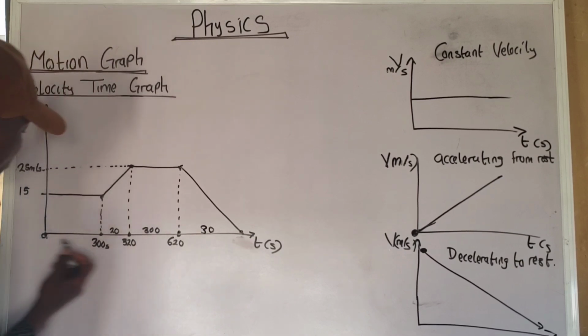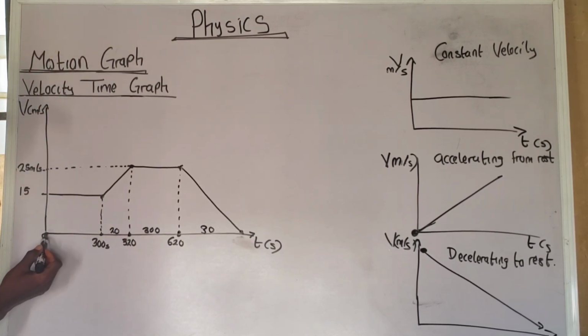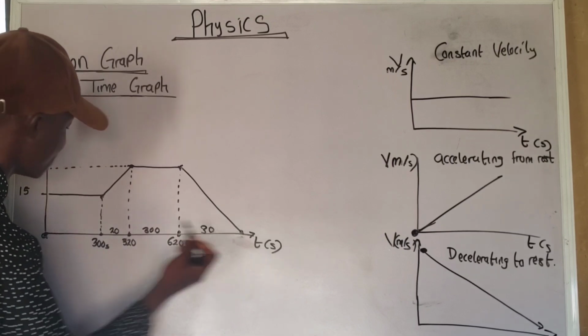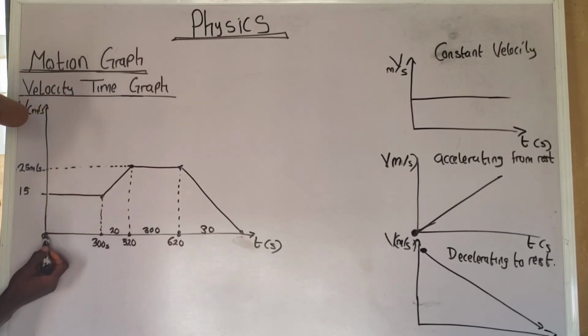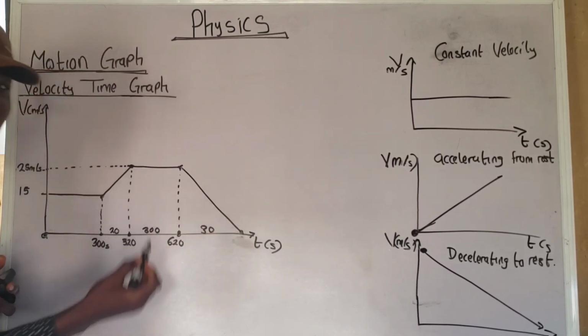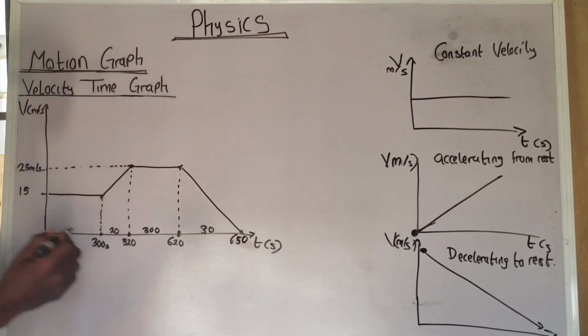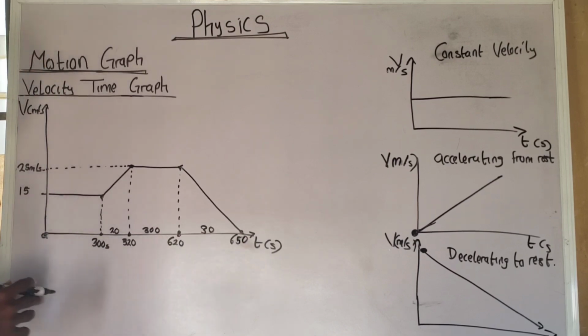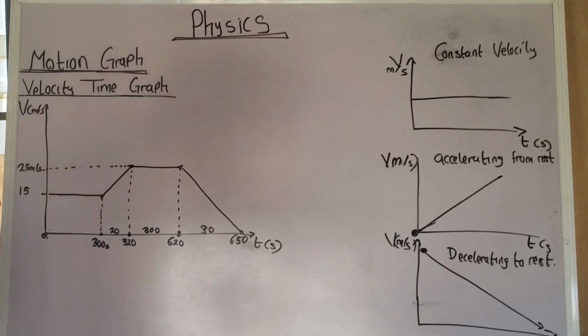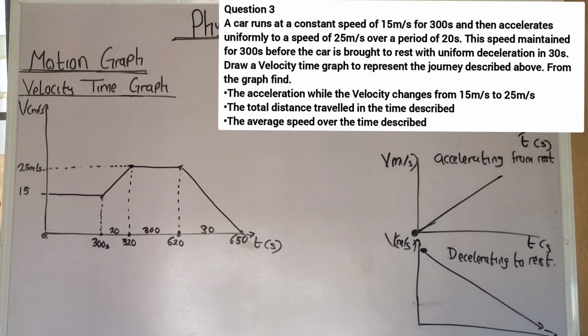Now, the total time taken will be 620, which is the distance from the start to this point, plus 30. That will be 650. So the total time taken is 650 seconds. Now, pay attention. This is the velocity time graph that you are asked to draw. Okay, that's the first question. You are asked to draw a velocity time graph to represent the journey.